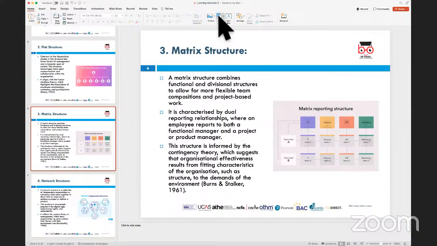Now, when I talk about advantages, the advantages are that because of this structure, you're able to break down departmental barriers. You're able to improve communication or flow of information across the organization.